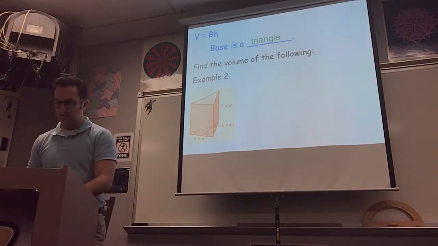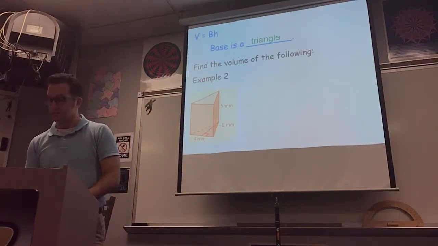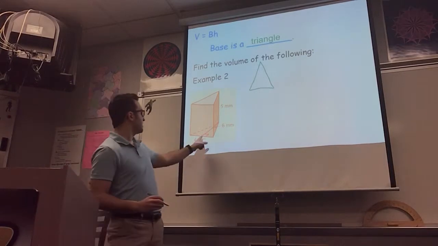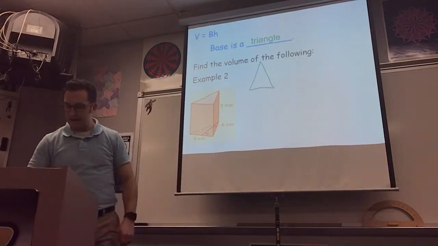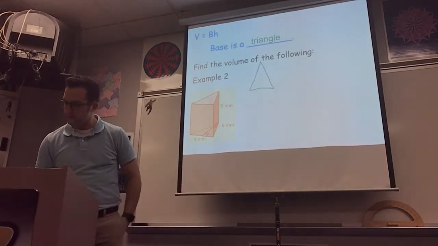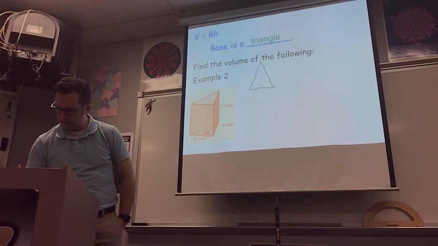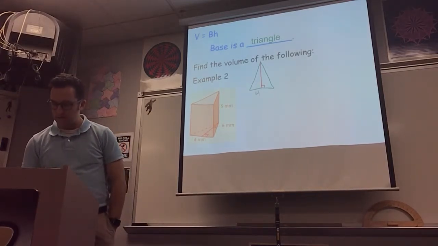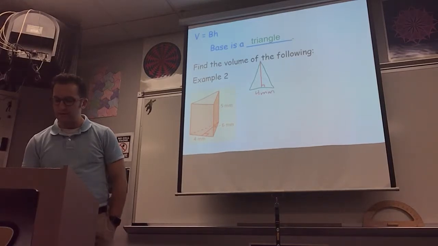Let's remember what the base is. This is a triangular prism, right? So the base is a triangle. Notice where the height is on that triangle. You see the red marking? So let's draw that height in the way that it's labeled. So it's drawn in like this. Little box to the right. And we have 4 millimeters. And the height is 6 millimeters.